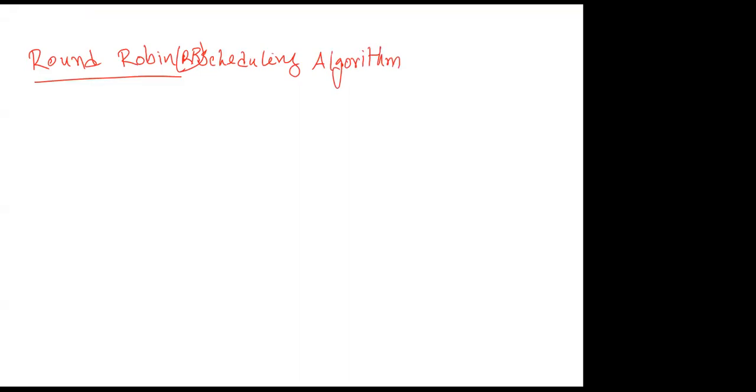Next one is round robin. We learn the round robin scheduling algorithm, or in short, RR, round robin scheduling.